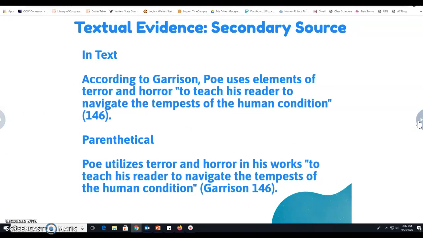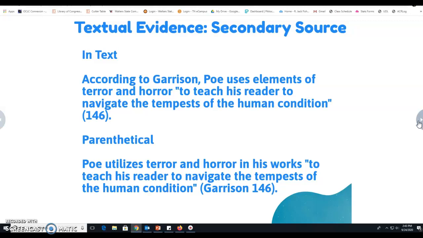For the secondary source, here's another in-text and parenthetical citation of the same information. If I consulted an article of literary criticism, I could say in the parenthetical, Poe utilizes terror and horror in his works, quote, to teach his reader to navigate the tempest of the human condition, end quote. And then Garrison 146. So Garrison's the author of the secondary source, and this quote is from page 146. And so that same information is in my in-text citation, but I lead in, I have a signal phrase there. So according to Garrison, etc.